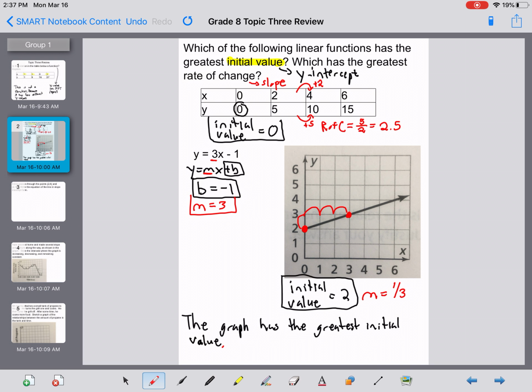And this question asks which one has the greatest. So I can just write that the equation has the greatest rate of change.